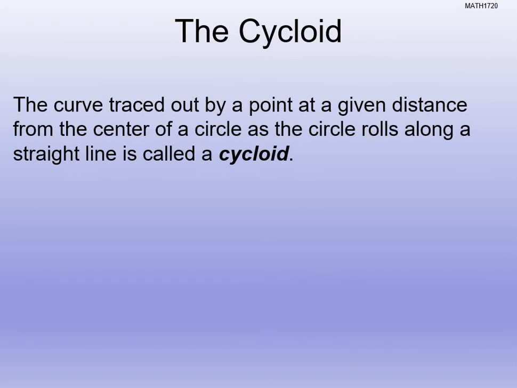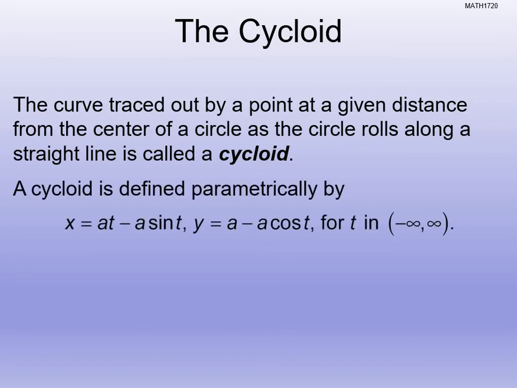Okay, next we're going to do a cycloid. All right, so I'm just going to read the definition here. The curve traced out by a point at a given distance from the center of a circle as the circle rolls along a straight line is called a cycloid. All right, so what are we doing? We're tracing out the path as it moves around the circle. Very, very important function here in calculus.